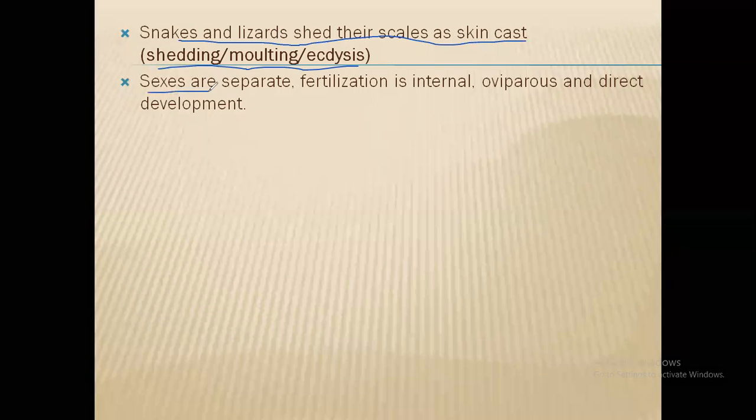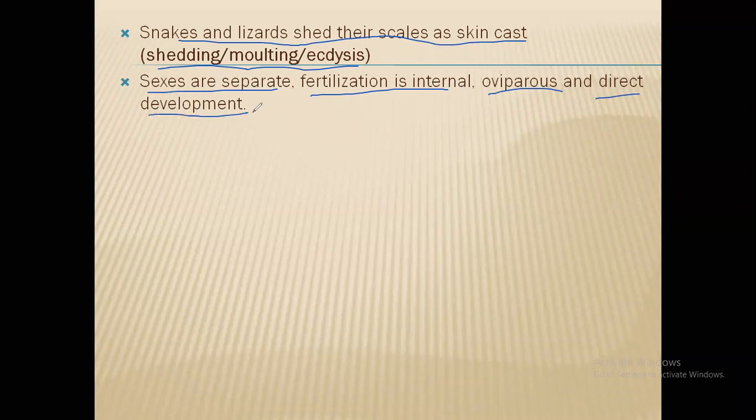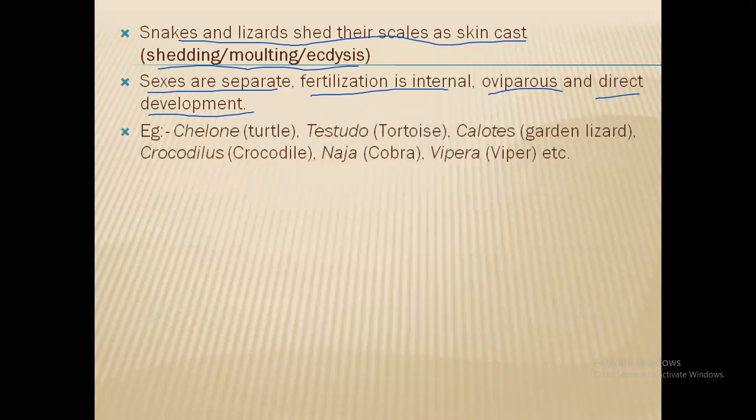Sexes are separate, means male and female will be different. Fertilization is internal. It takes place inside the body of the female individual. Oviparous, they lay eggs and direct development. इनमें कोई indirect development नहीं होता. The way they are born, they will just grow in size. No intermediate larval stage is seen.